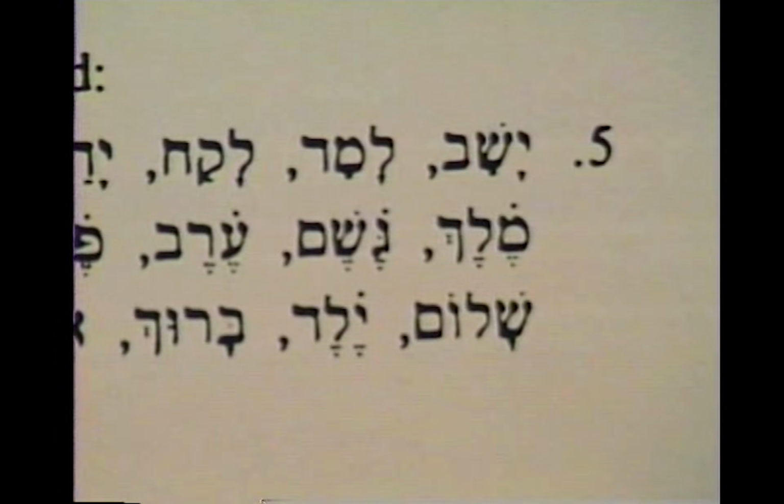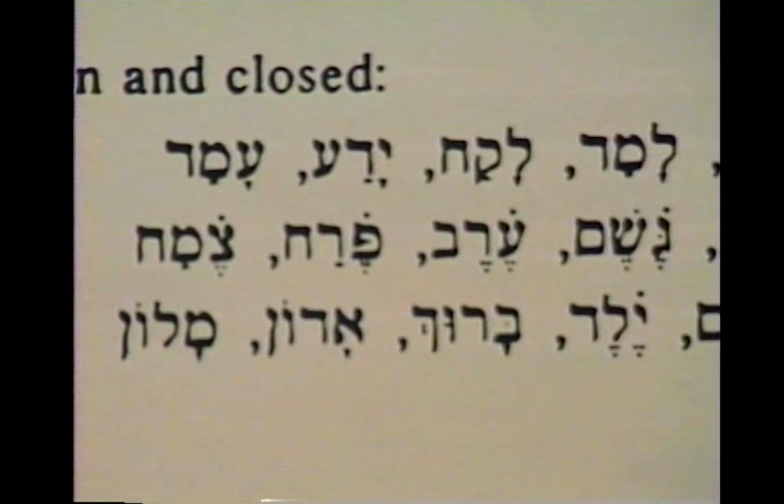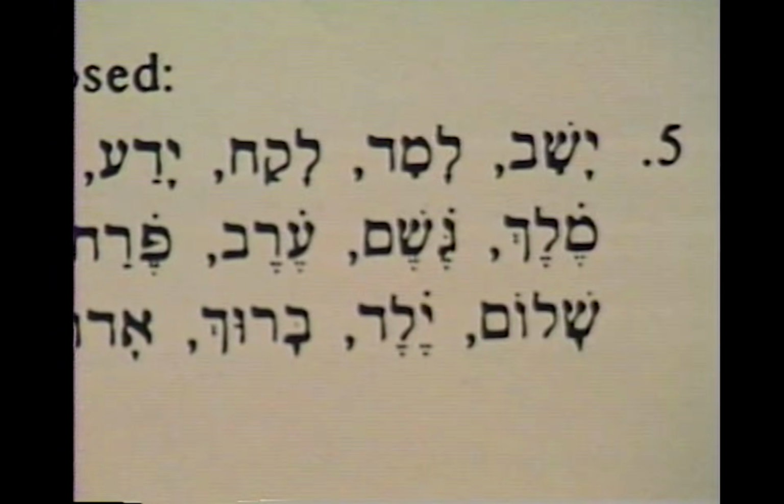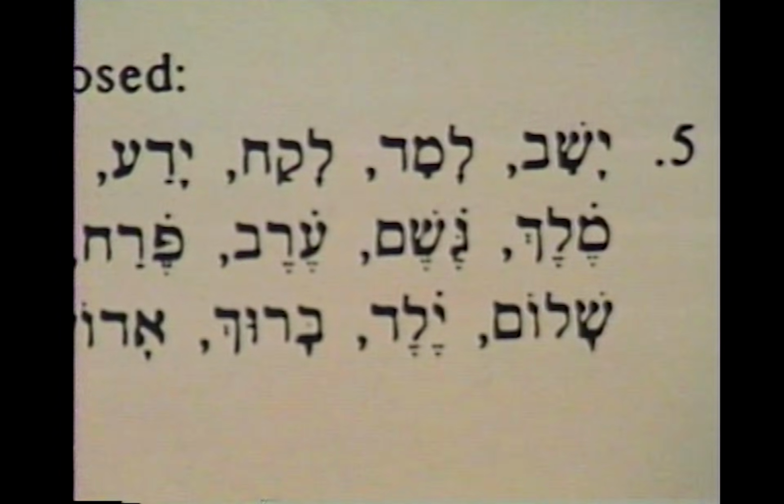Next one. Geshem. Erev. Feirach. Semach. Next line. Shalom. Yeled. Excuse me. See the accent above the yod. Yeled. Baruch. Adon.